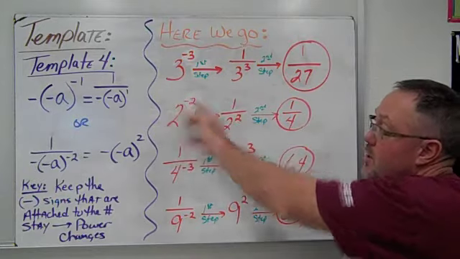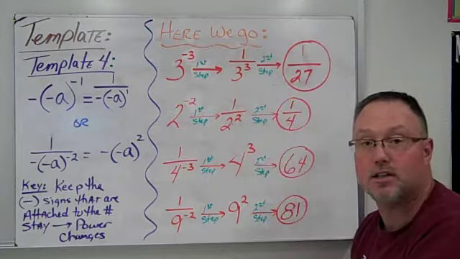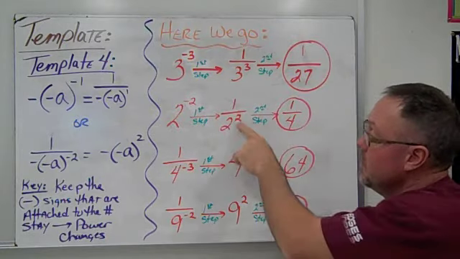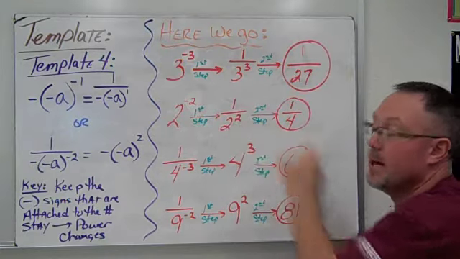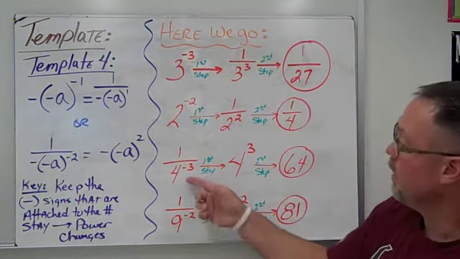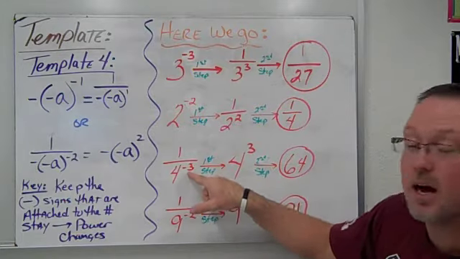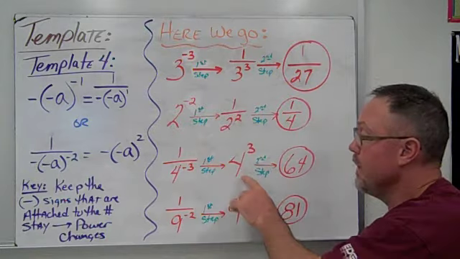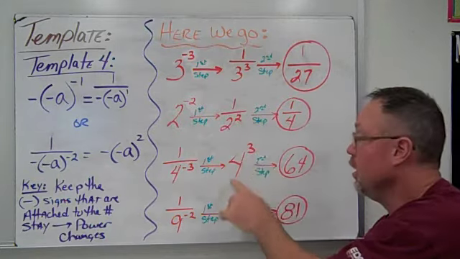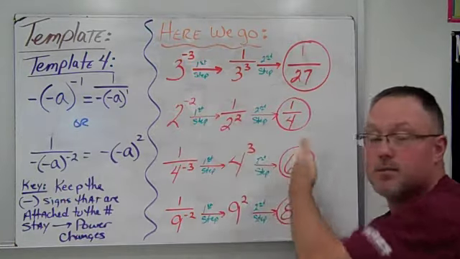Same here. I have 2 to the negative 2 power. First step, I'm going to flip it. So now I have a fraction, 1 over 2 squared. Again, the power is now positive. Now I'm going to take care of the second step and actually solve the power. Third example, I'm starting with a fraction, but it's now a negative power here. I'm going to flip it. So I'm going to have now a 4 cubed, which in that case is 64. So take these in steps as you go.